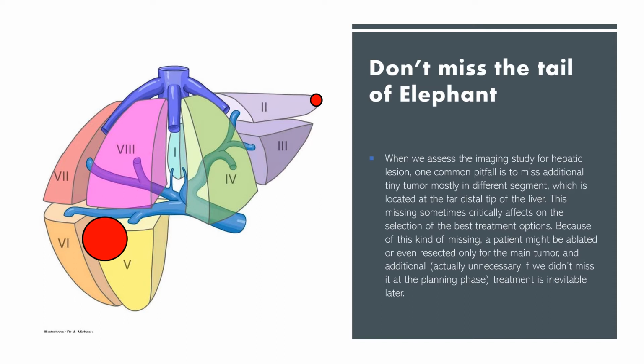Because of this kind of missing, a patient might be ablated or even resected only for the main tumor, and additional treatment is inevitable later, which would actually have been unnecessary if we hadn't missed it at the planning phase.